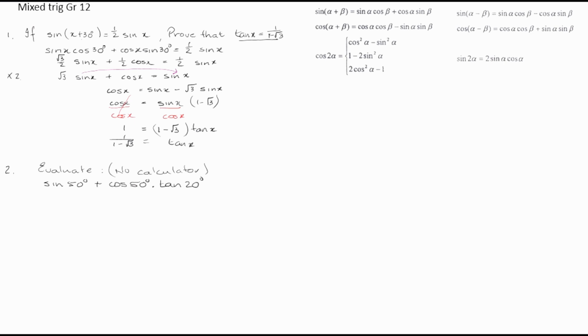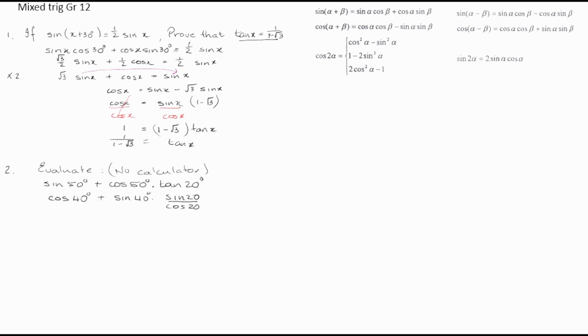Right, evaluate means you've got to finish up with a number, a value. I have a look at 20s and 50s. I don't see a connection directly. I know that tan has to be sine of 20 on cos of 20. So I'm going to change these to co-functions. I'm going to change sine of 50 to cos of 40, and I'm going to change cos of 50 to sine of 40. And I'm going to change tan to sine 20 on cos 20.